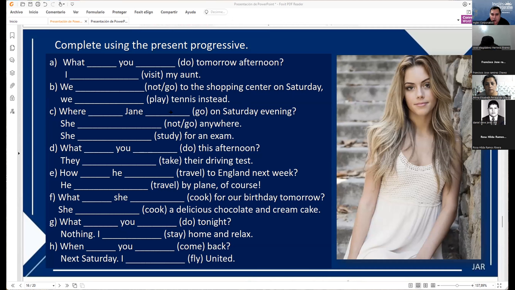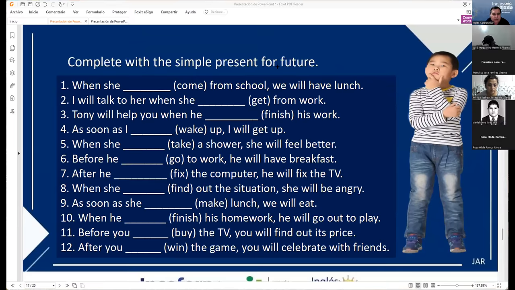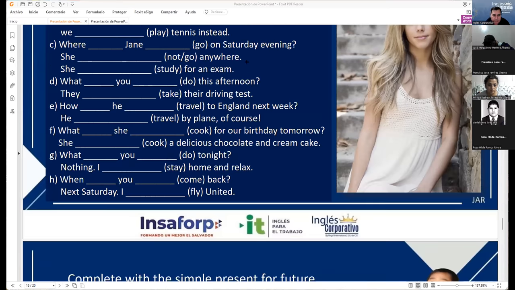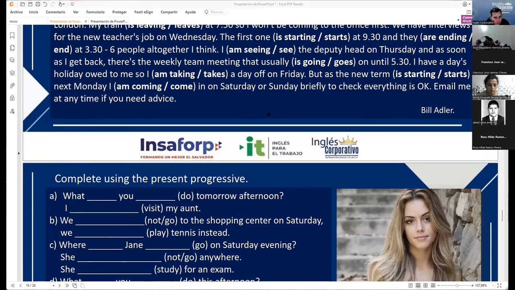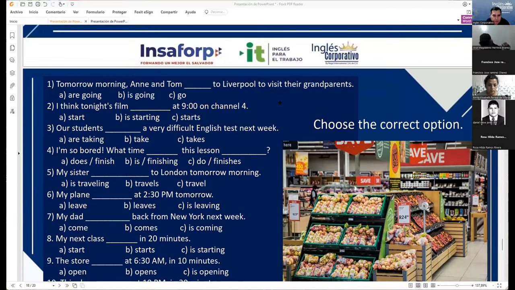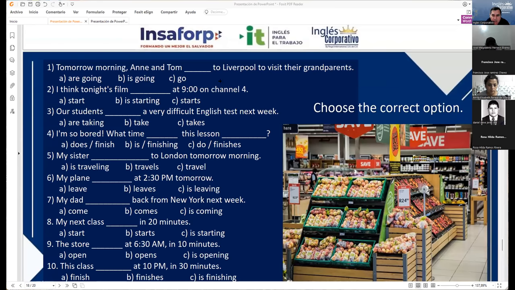Where is Jane going on Saturday evening? She isn't going anywhere. She's studying for an exam. So you have to complete using present progressive. Okay, questions, negatives, etc. And this one, complete with the simple present for future. Simple present. Present progressive, simple present. Si solo estas tres pudiéramos hacer, no problem. Okay? But if you have time, choose the correct option. Select A, B, or C.